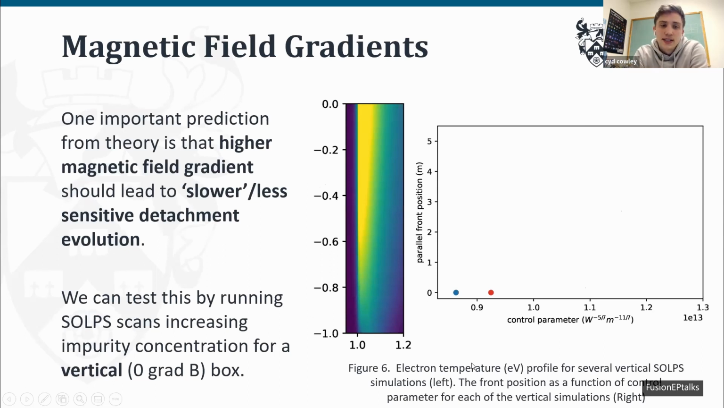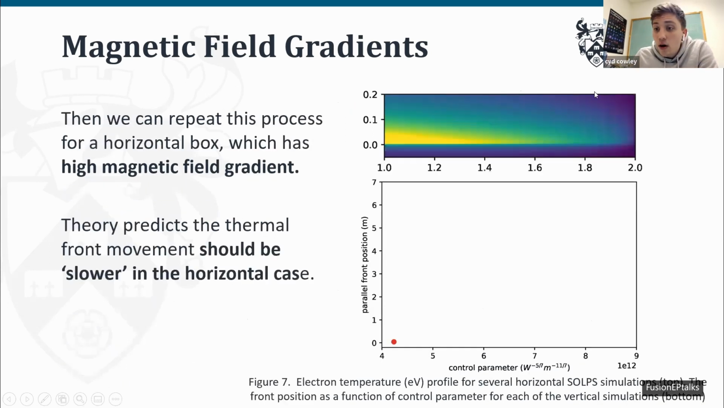And one important prediction made by the DLS model is that where there are parallel magnetic field gradients, we should get slower relative movement in front position. So what we did to test this out was we ran detachment evolution scans, increasing our impurity injection to get more and more detached. And we did that for a vertical grid where there's zero magnetic field gradient going from the target to the X-point, because we're not changing our major radius, and that's really what changes your magnetic field. And then we do it with a horizontal grid, and this does have a magnetic field gradient because we're moving through a major radius as we go from the target end here to the X-point there.